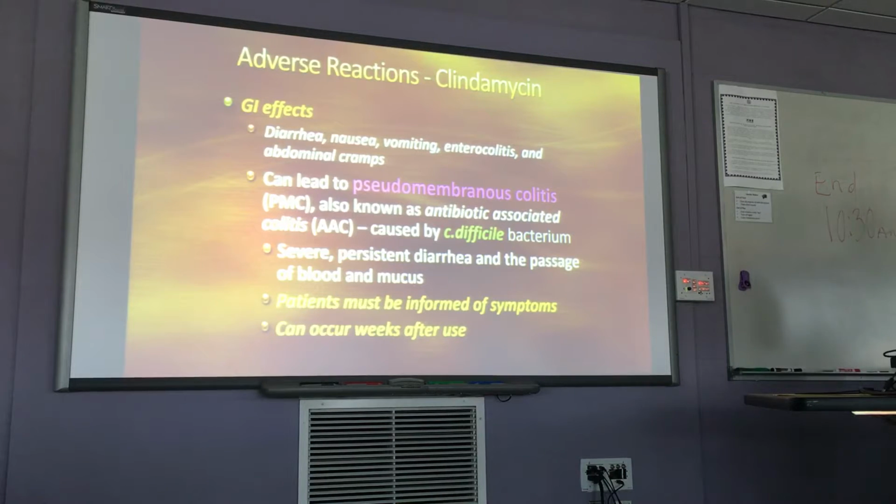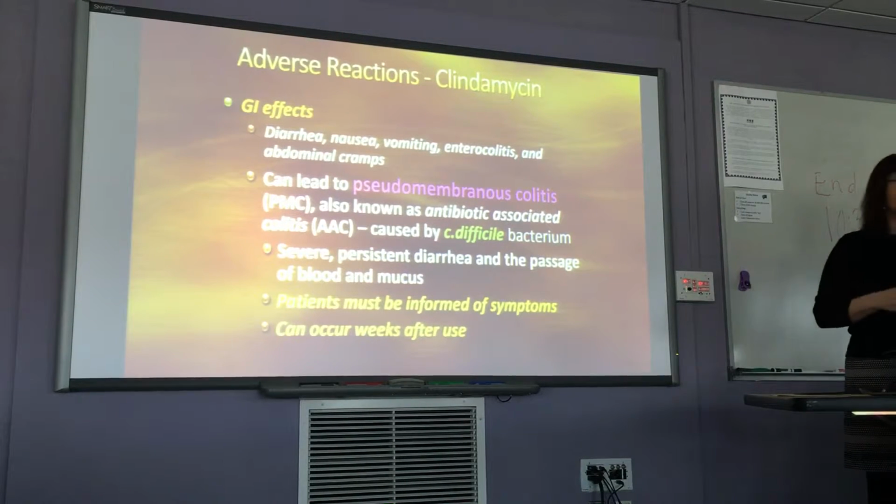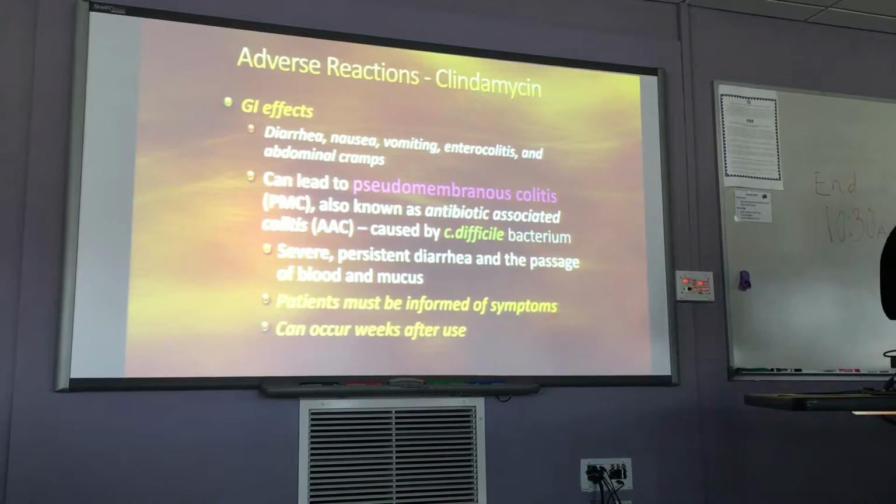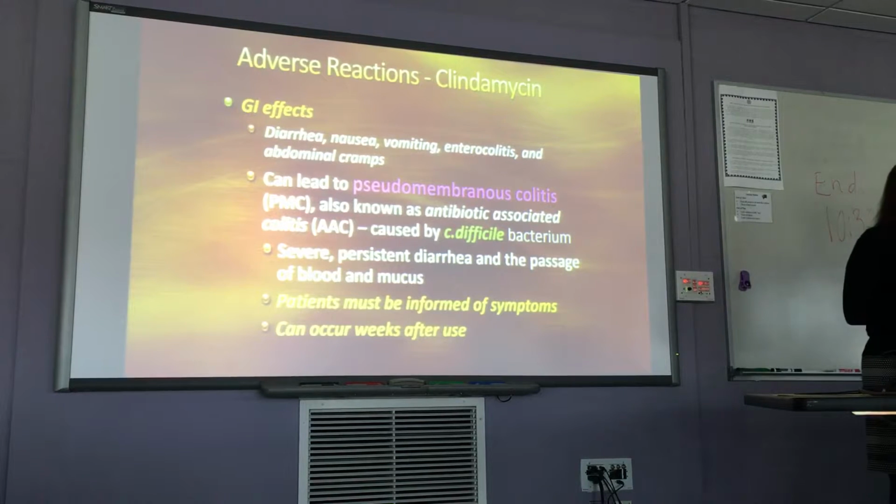Now here's where we can get to problems with it, okay? Pseudomembranous colitis, diarrhea, nausea, vomiting, enterocolitis, inflammation there, and abdominal cramps. So if we give this drug, we have to warn people about this. What happens is we get a superinfection caused by C. difficile, okay? C. diff infection, if you will, bacteria. And we get severe, persistent, bloody stools and blood and mucus. This again could be something that could be potentially fatal, but people are very, very sick.